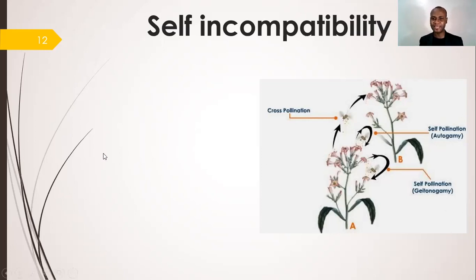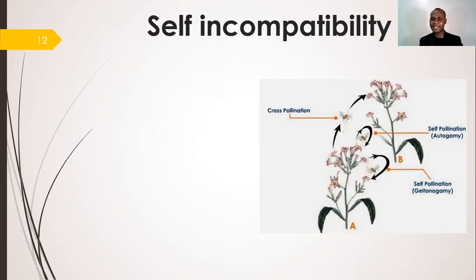As you can see in this photo here, we have cross-pollination and then we have self-pollination. In self-pollination, we have 2 types. The first one is called autogamy, which has to do with the pollen from a flower falling on the female part of the same flower.